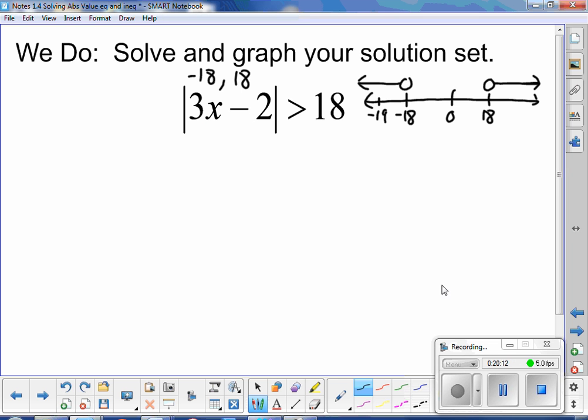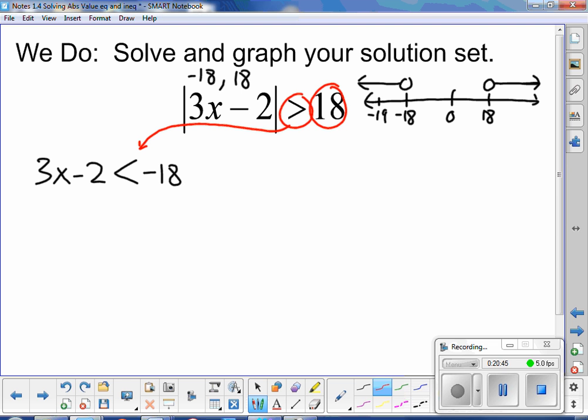So now, just like with the equations, we're going to take the expression inside of the absolute value and set it to both of these with inequalities. You can take 3x minus 2, put the negative 18. You can either look at that graph that I just drew and know that it should be less than negative 18, or you can just think, okay, that 18 turned negative, so I got to flip the inequality over. Basically what I did is I took this, flipped it over, and I flipped that too. Okay, all right.